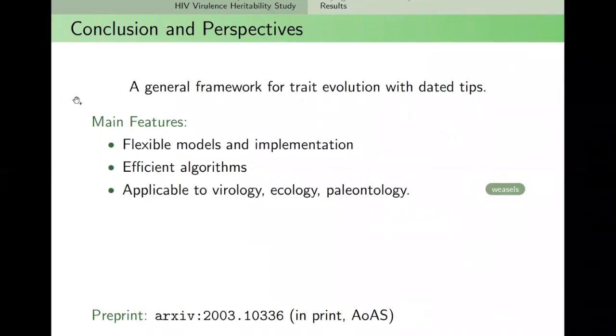So in conclusion, we have a general framework for trait evolution with data tips. Here I presented an example in virology, but you could also imagine examples in ecology where you'd have some fossils and, again, data tips. So we have another example with the family of weasels.